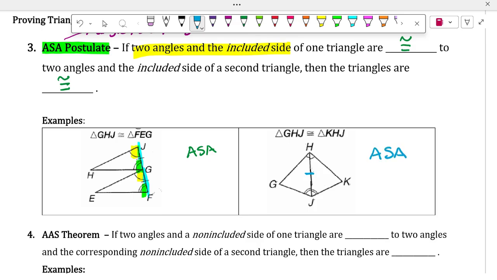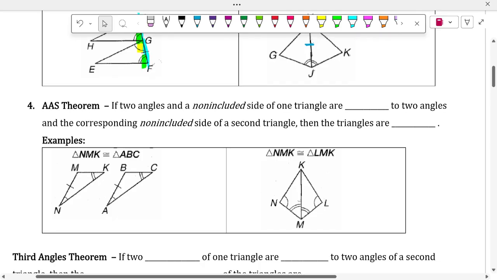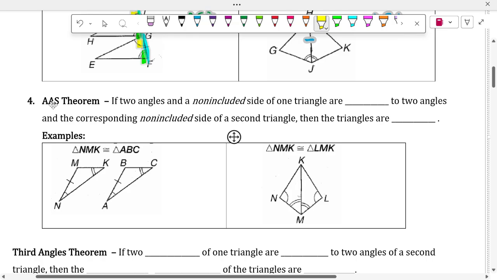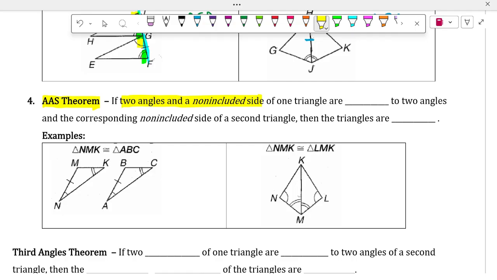Now, the reason that I'm saying use that circle method is because look at what the next theorem is. Angle, angle, side. The same combination, pretty much, but in a different order. And yes, the order does matter. So, angle, angle, side: if two angles and a non-included side, meaning it's not in between the two angles, of one triangle are congruent to two angles and the corresponding non-included side of the second triangle, then the two triangles are congruent.